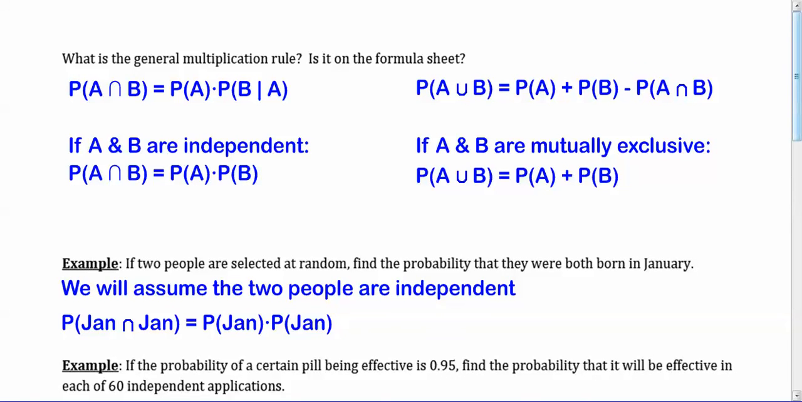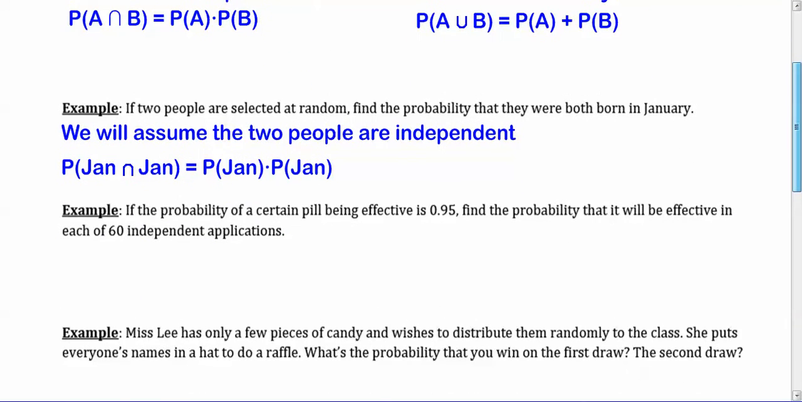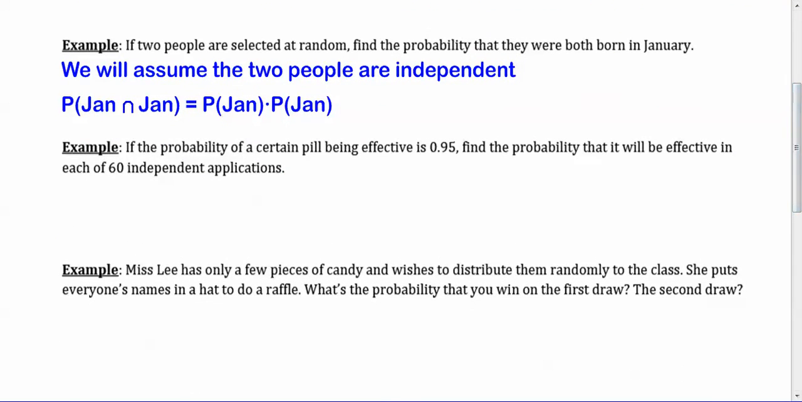The second question here: if the probability of a certain pill being effective is 0.95, find the probability that it will be effective in each of 60 independent applications. So the important word here is independent. That means it's not going to change. Whether or not the first application was successful or not doesn't change the probability that the second or the third or any of the other ones is going to be. So it's going to be 0.95 each time.